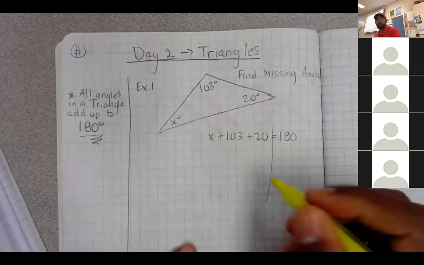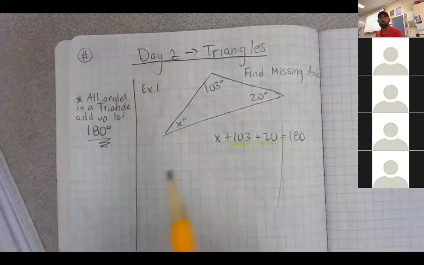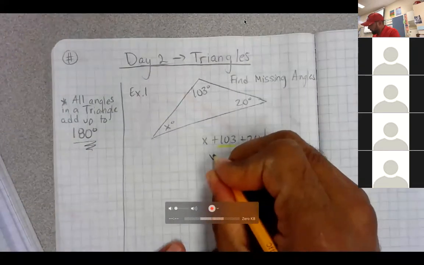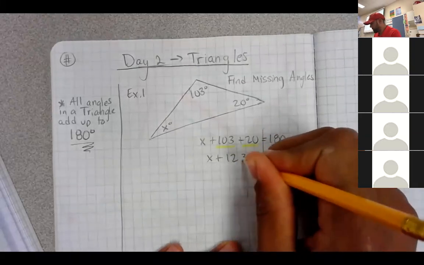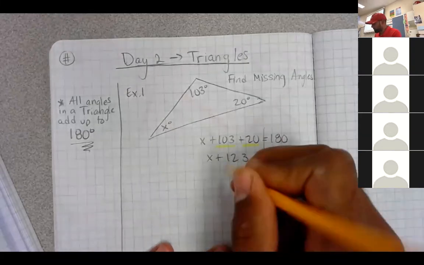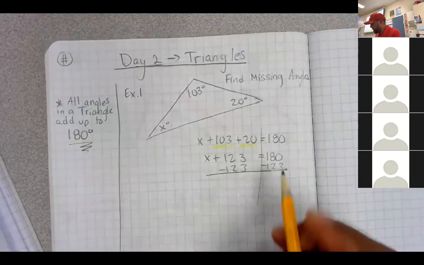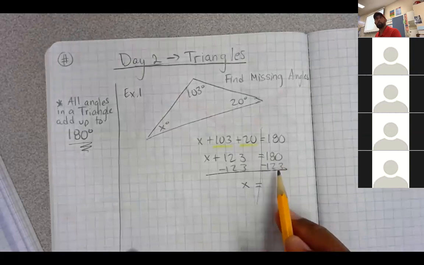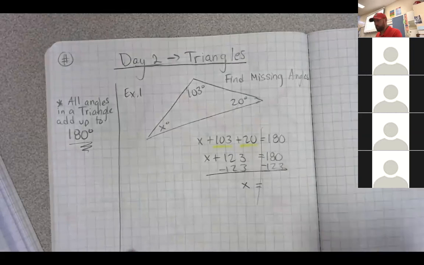Okay, so here, combine like terms first. Those are terms without an x. So now we have x plus 103 plus 20. All right, and again, just minus 123 here. So 180 minus 123, that's 57.